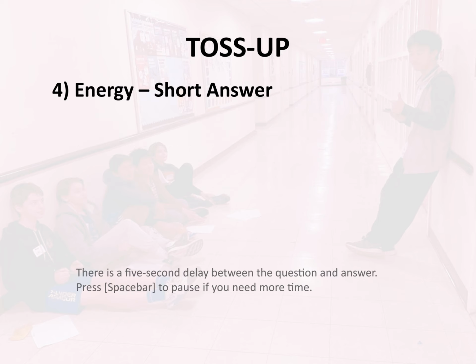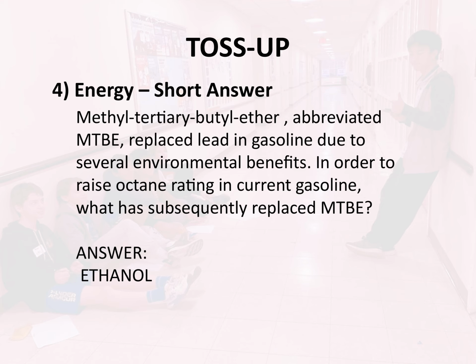Toss-up 4. Energy, short answer. Methyl tertiary butyl ether, abbreviated MTBE, replaced lead in gasoline due to several environmental benefits. In order to raise octane rating in current gasoline, what has subsequently replaced MTBE? Answer. Ethanol.